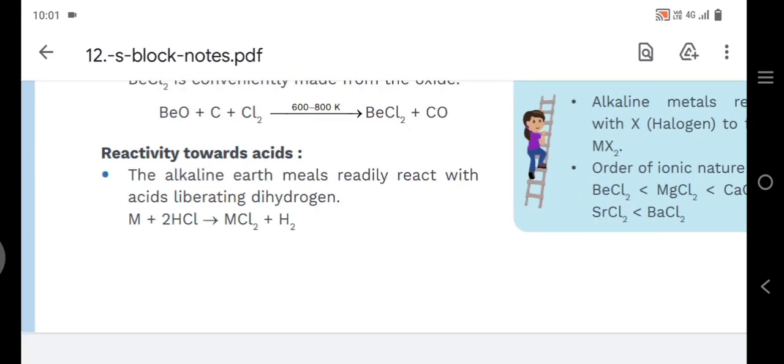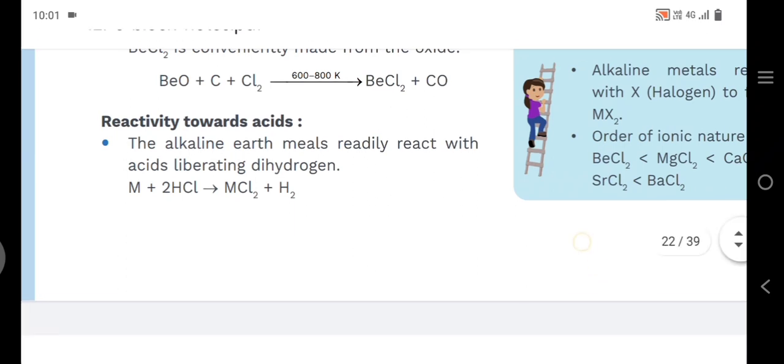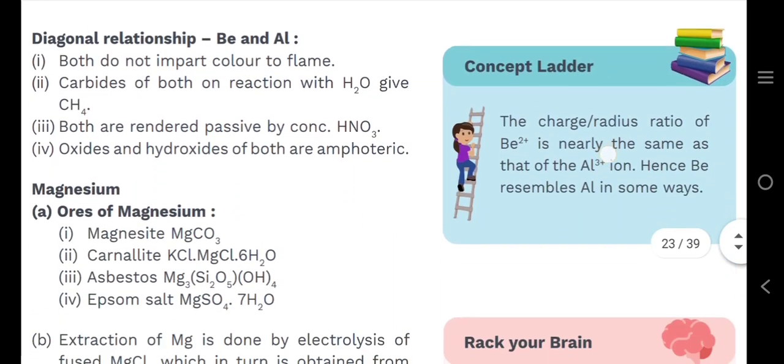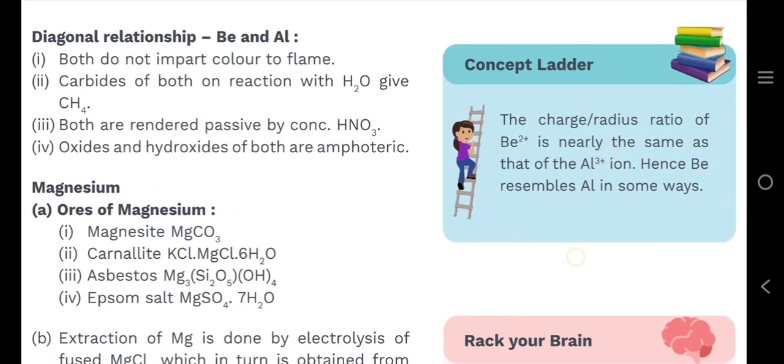Reactivity towards acids. The alkaline earth metals readily react with acids, liberating dihydrogen. M plus 2HCl gives MCl2 plus H2. Diagonal relationship of Be and Al. Both do not impart color to flame.